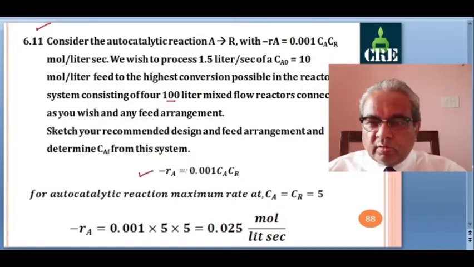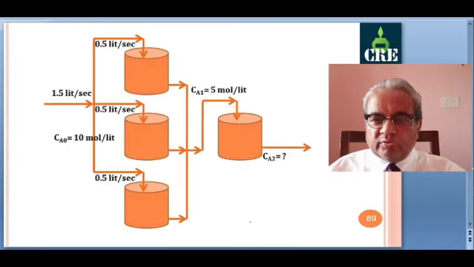So minus Ra is 0.001 CaCr. Autocatalytic reaction, we know maximum rate will be at Ca is equal to Cr, and that will be because Ca0 is equal to 10. Ca plus Cr is always equal to Ca0. So Ca is equal to Cr means at 5 moles per liter we will get the maximum rate. That rate minus Ra is 0.001 into Ca is 5, Cr is 5. So it will be 0.025 moles per liter per second. So this is the maximum rate which we can get.